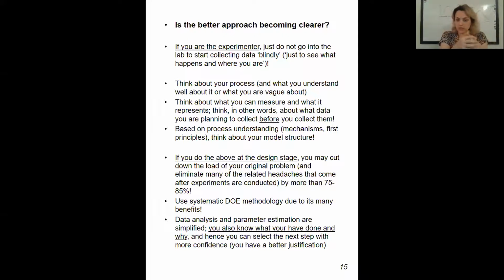Use the systematic design of experiment methodology that we have. You would have the design of experiments, then find out which ones are aliases, and test for curvature to see whether you have a curvature or not. If you don't have curvature, you would go with the steepest ascent or descent. If you have curvature, you would go with the response surface methods and techniques that we had. Then the data analysis and parameter estimation are simplified. You also know what you have done and why, and therefore you can select the next step with more confidence. You would have a better justification.